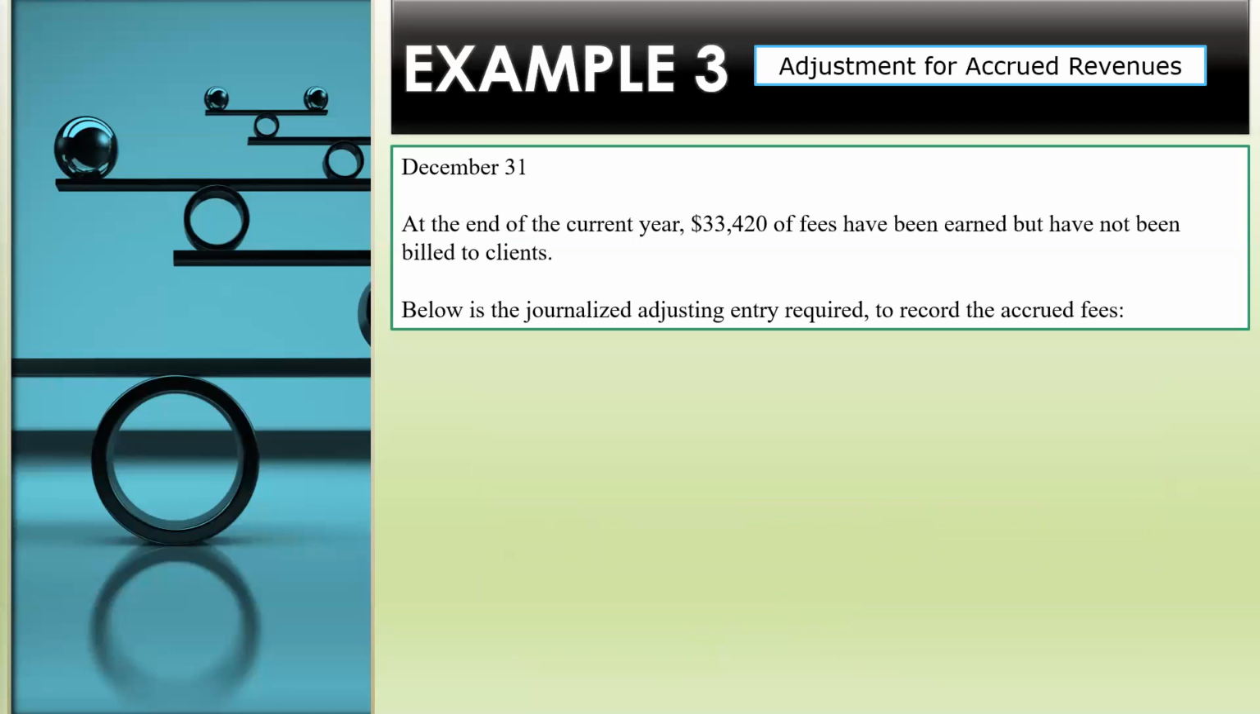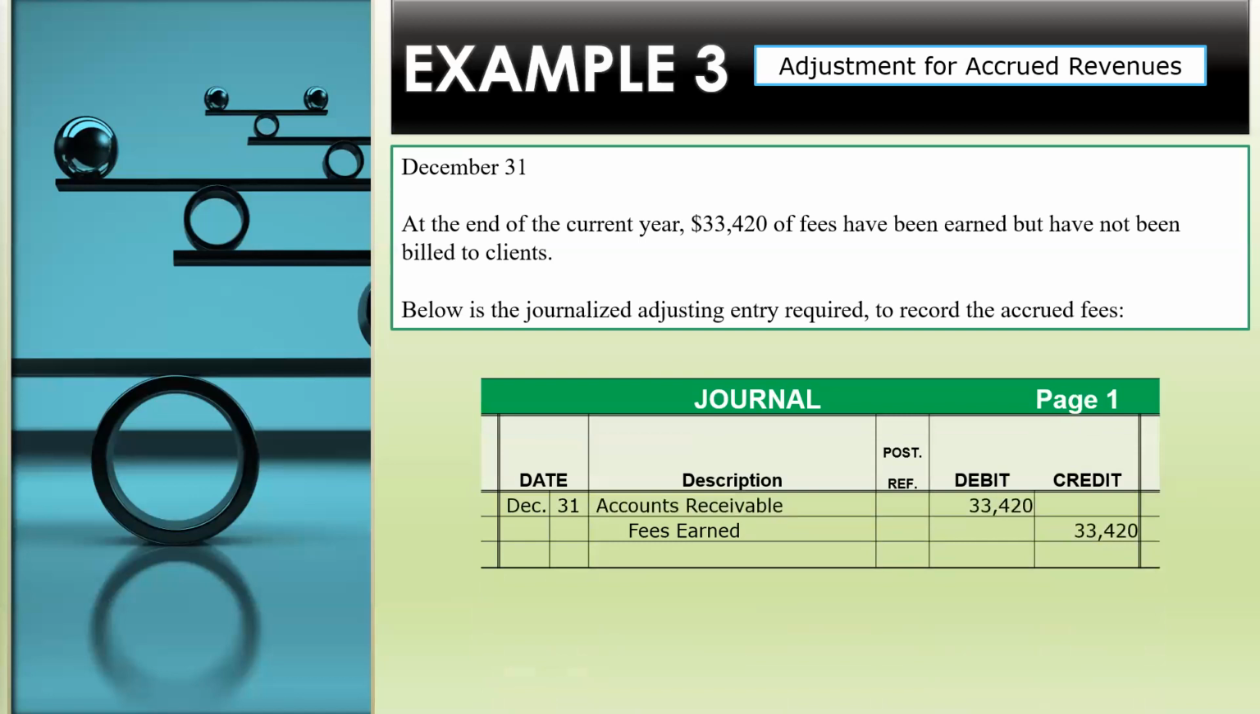Example 3, this is an adjustment for accrued revenues, December 31st. At the end of the current year, $33,400 of fees have been earned, but have not been billed to clients. Below is the journalized adjusting entry required to record the accrued fees. This is going to be a debit to accounts receivable in the amount of $33,420, and then a credit to fees earned in the same amount of $33,420.